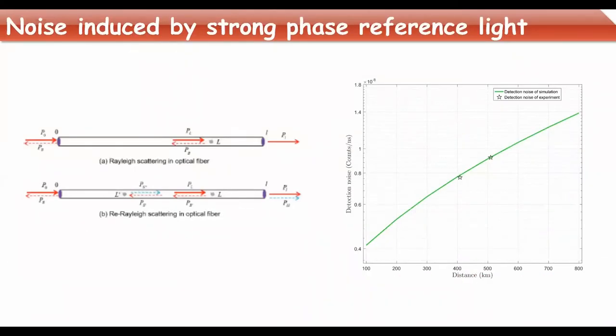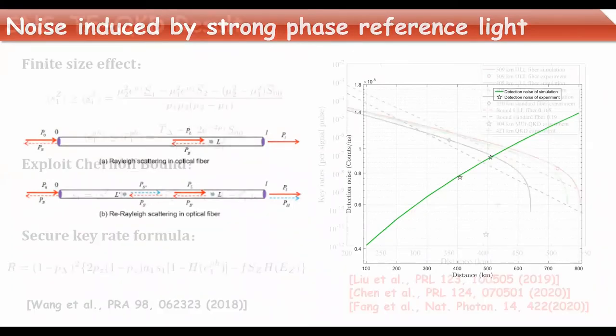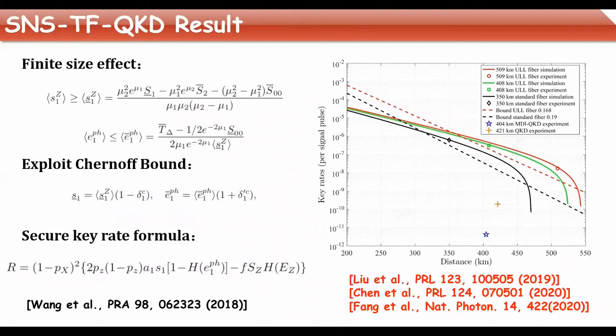There is some noise that we need to consider: the strong reference will bring some scattering noise, and this scattering noise actually increases with the distance of the fiber. Fortunately, for 500 kilometers we can still handle it. The signal-to-noise ratio is still good.